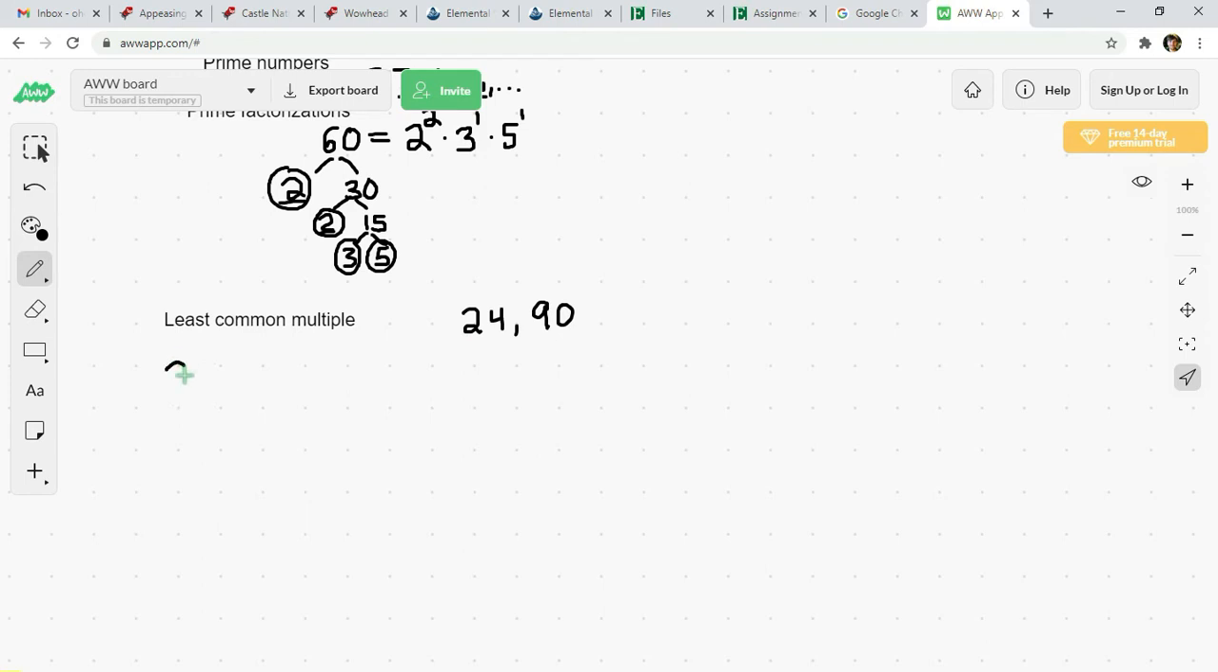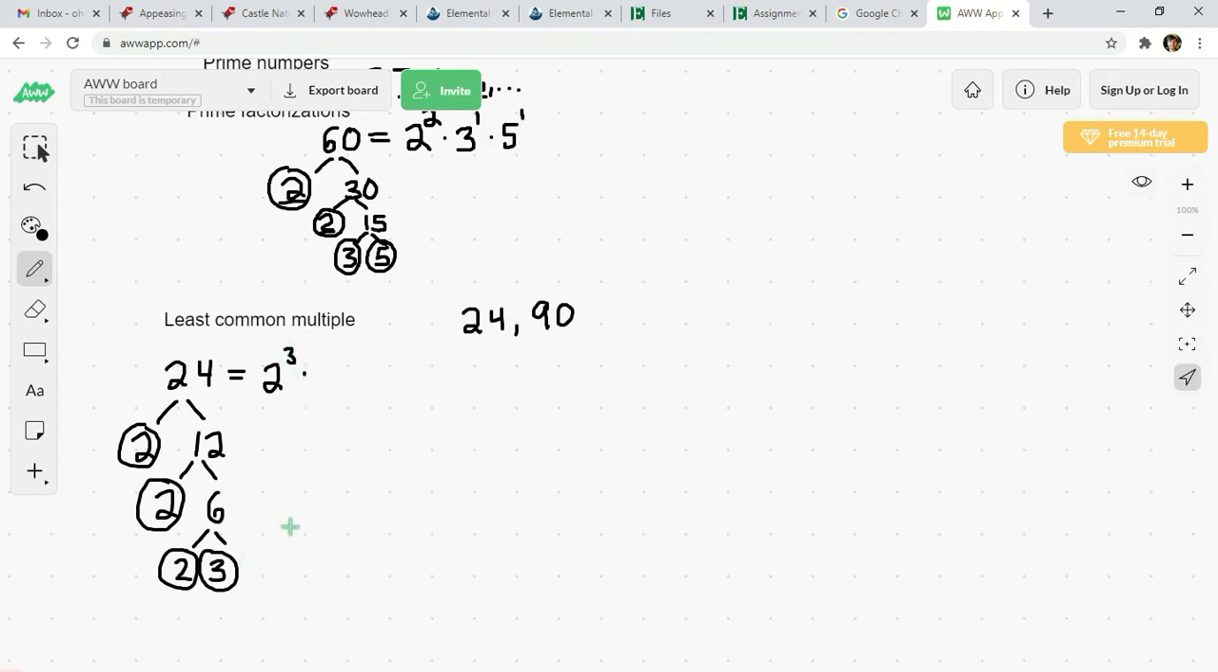So for 24, the prime factorization, we get 2 times 12. We get 2 times 6. And then 6 is 2 times 3. Notice I've circled all the prime numbers again. So 24 is, there are how many 2's? There's 1, 2, 3 2's, so I write 2 to the third times, and then there's only one 3, so I write 3 to the first. So that's the prime factorization of 24.